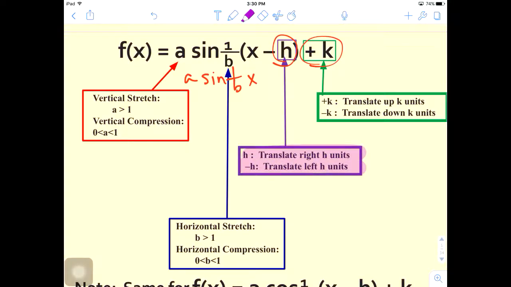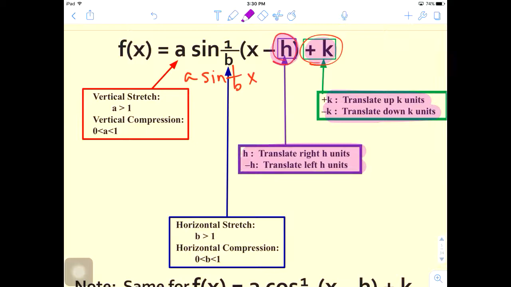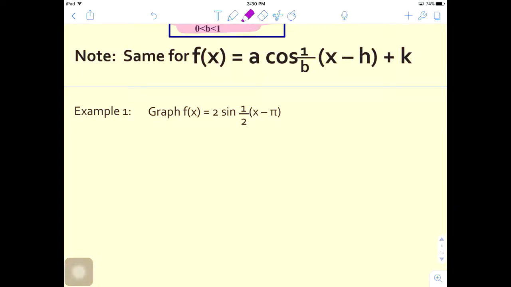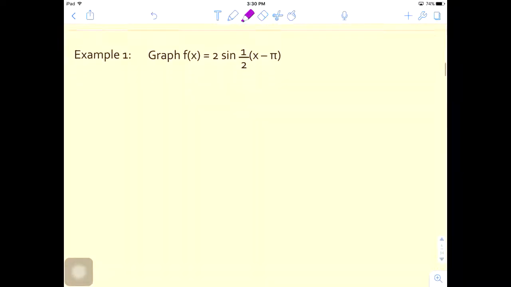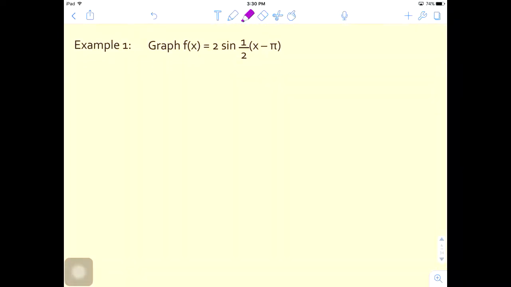That's what's going to cause the translation to the left and to the right for the h, and then up or down by the k. So that's going to be the new item. Everything else should remain the same. As far as vertical stretch or compression for A, horizontal stretch or compression for B, everything else will stay the same. The only thing new is on top of that, the graph can shift to the left, to the right, or up and down. All right? And it's going to be the same thing for the cosine. So let's take a look at the first example.